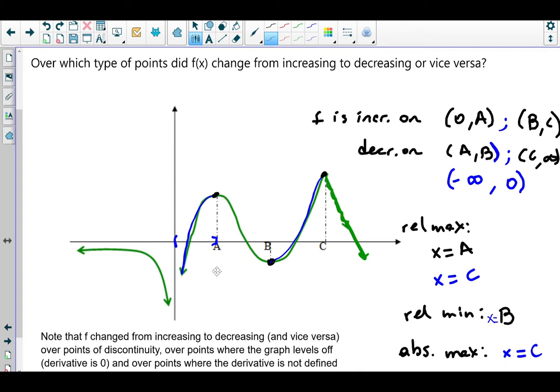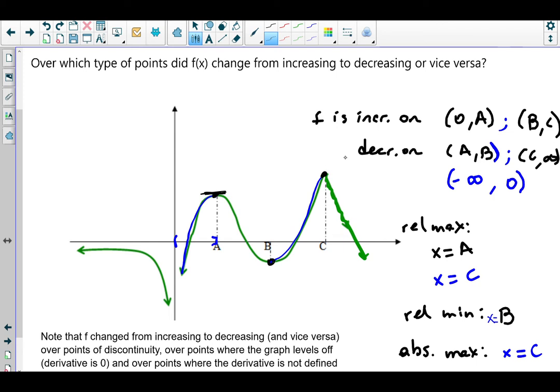And where else did it change? A point like this, it was rising up to a and then falling afterwards, right? So at point a, that's where you basically have slope equals 0. So it changed across a point where slope equals 0. And also it changed at a point like this one. This is actually a point where there's a sharp turn like this.